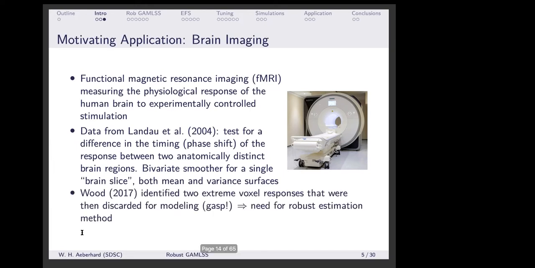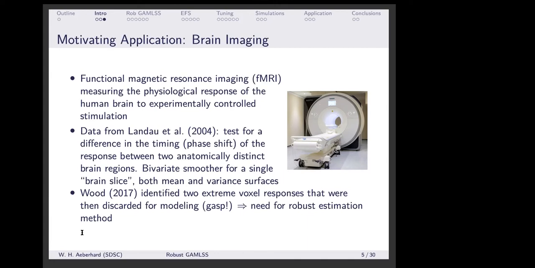The reason we're looking at these data is that Simon Wood used these data as an illustration that appeared in, I think it was the second edition of his book in 2017. What he did is he used these data, the single brain slice, but he removed 2 data points.